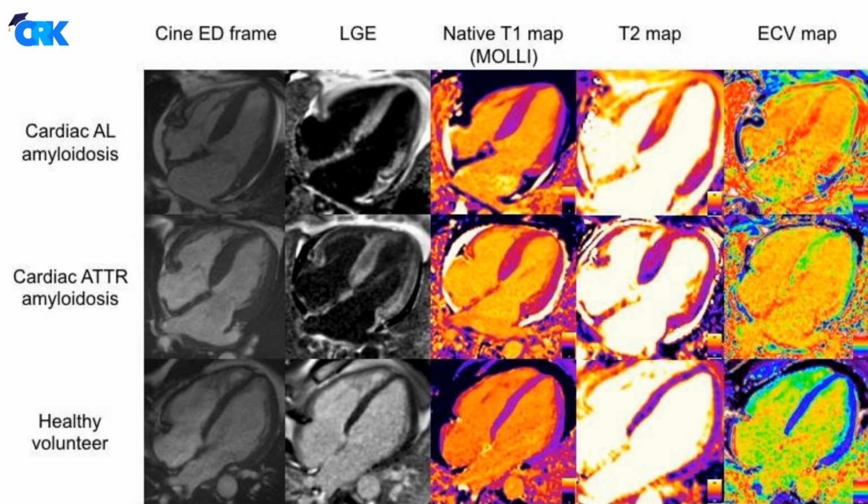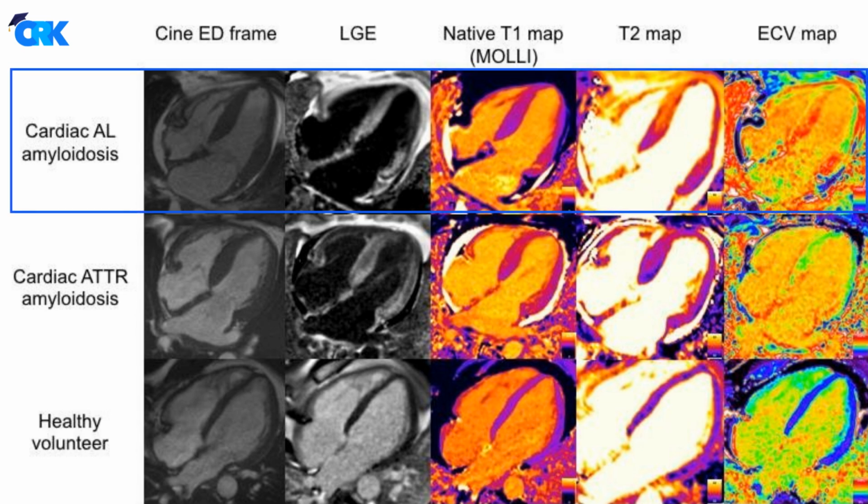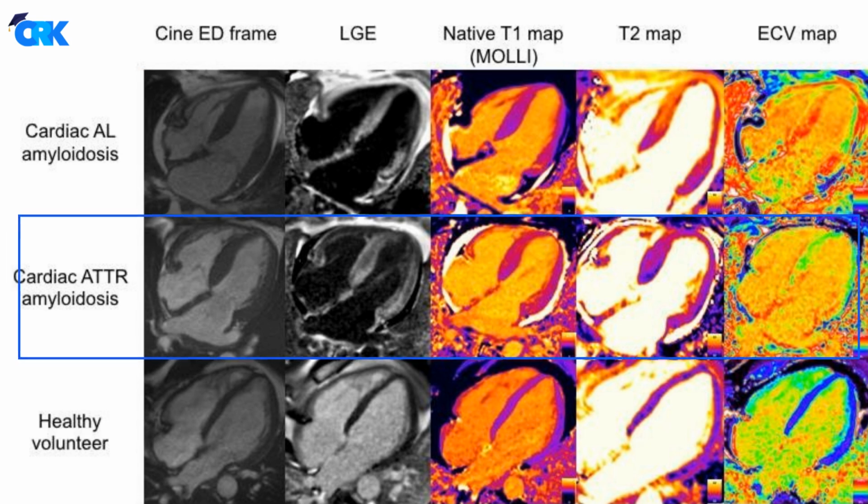The contrast is striking. In AL amyloidosis, top row, we see diffuse subendocardial LGE, very high native T1 and T2, markedly elevated ECV. This reflects aggressive infiltration, edema, and inflammation, hallmarks of AL pathology.